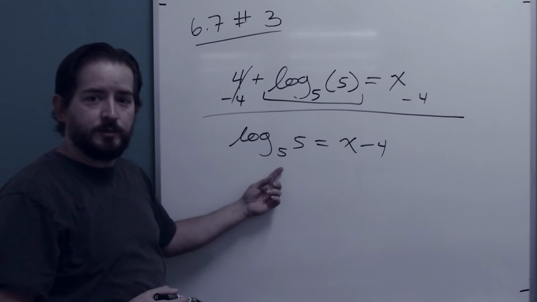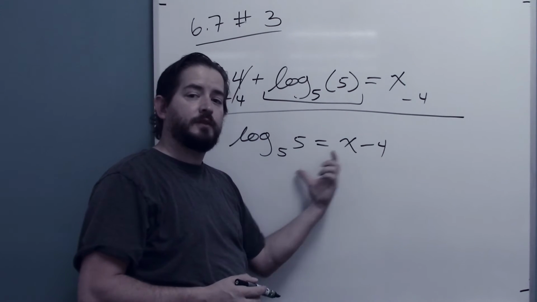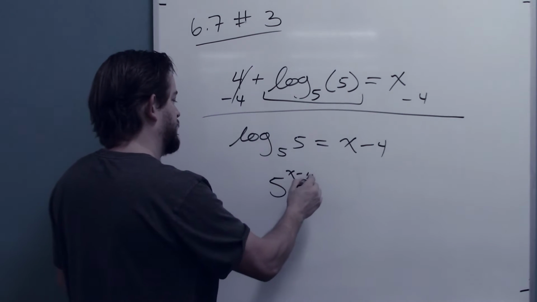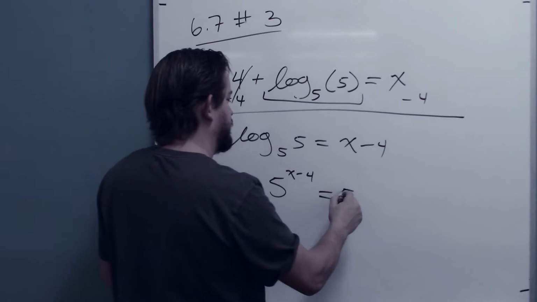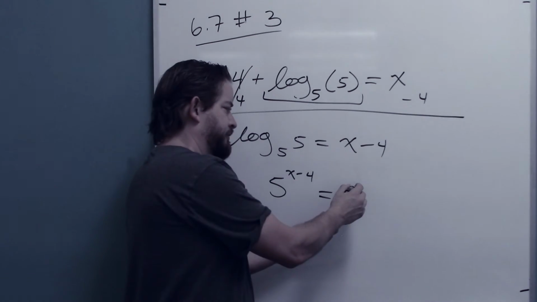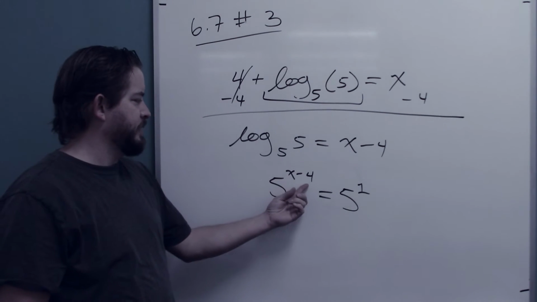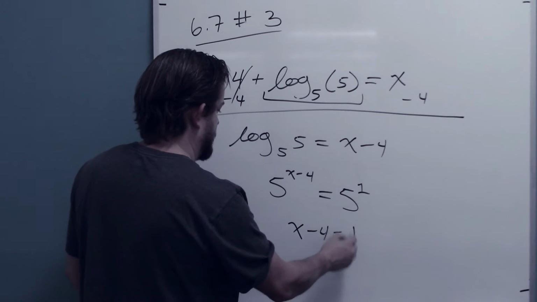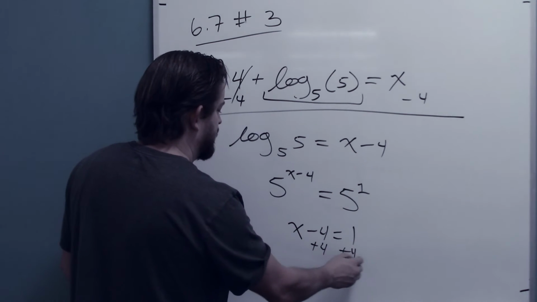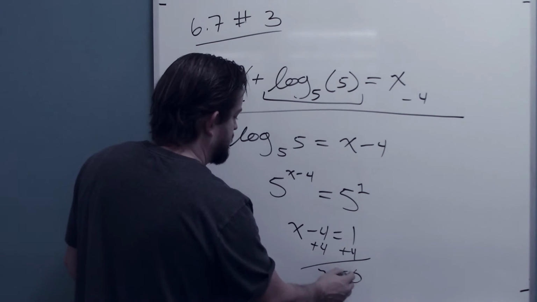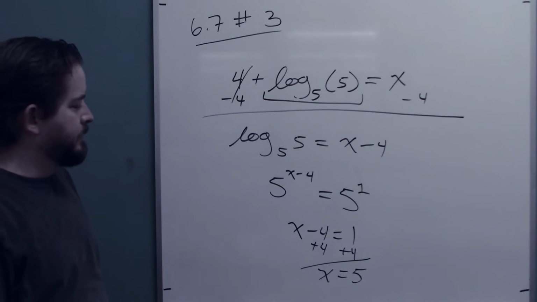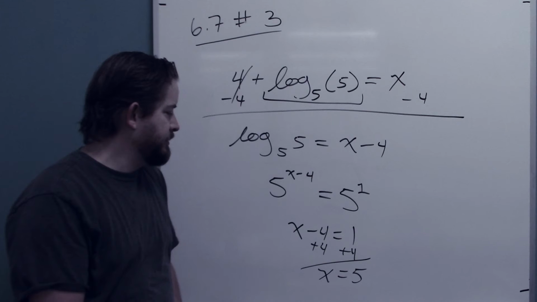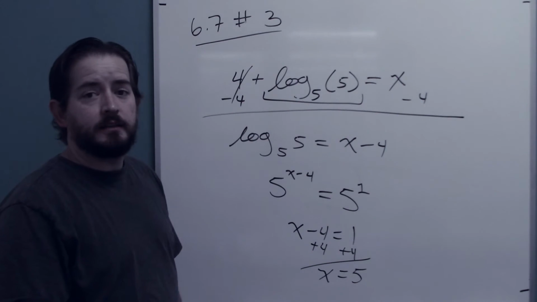And then I'll rewrite this as an exponential, where I have 5 raised to this power, so 5 raised to the difference x minus 4 is equal to the other 5. This 5 over here is like a 5 to the 1, and therefore this turns into x minus 4 equals 1. And if I add 4 to both sides, I get x equals 5. Okay. Good. So again, not terribly difficult, not the worst thing that's ever happened, but the idea is to isolate that log before you do anything else.